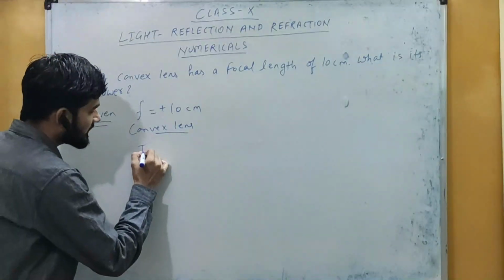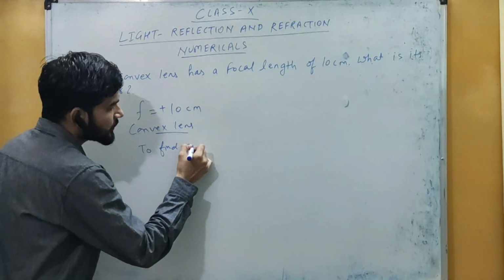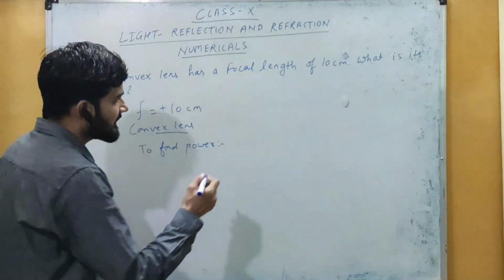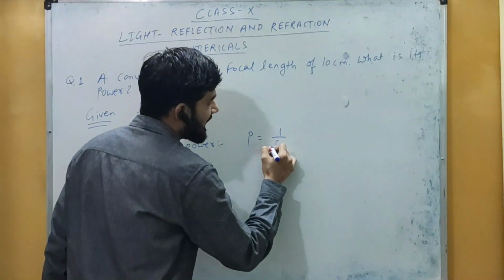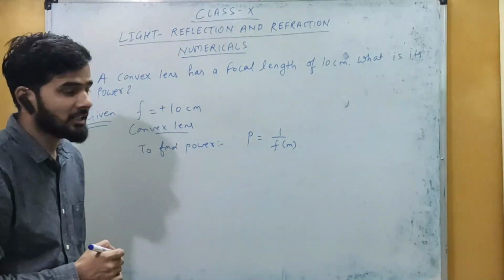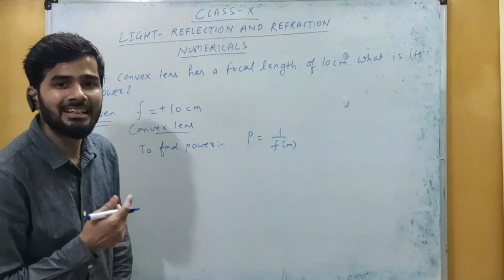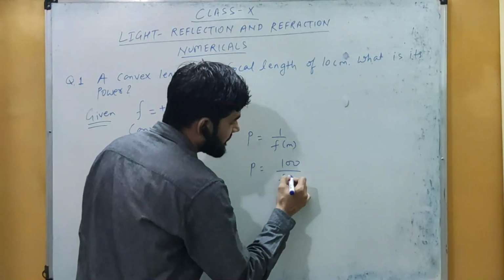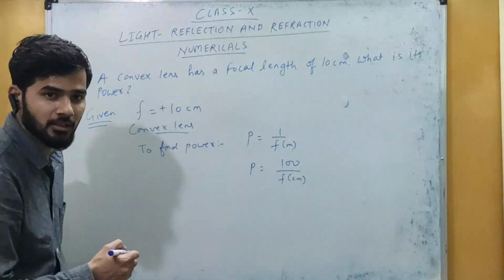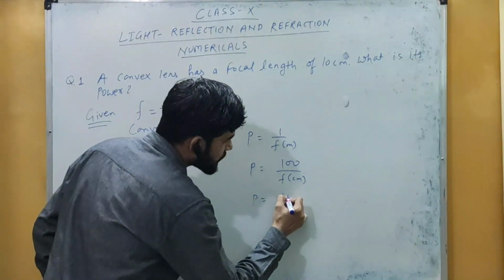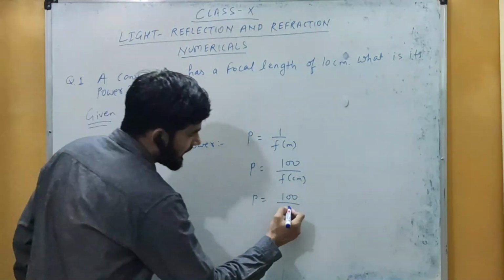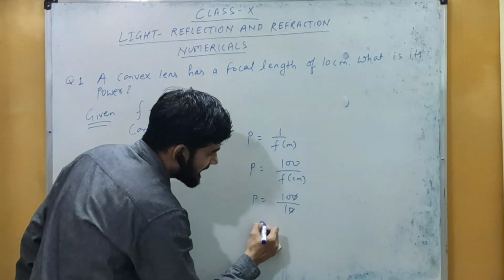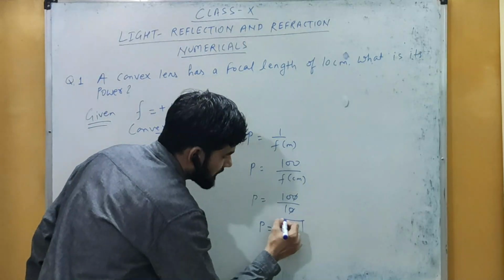Now we have to find power. So what is the formula for power that relates to the focal length? We have P equals 1 by f, where f is in meters. But here what do we have for f? It is in centimeter. So I can use the other formula, P equals 100 by f, where f is in centimeter. So I can write P equals 100 by the value of f. f is equal to 10 centimeter. So this gets cancelled, and P equals 10 diopter.